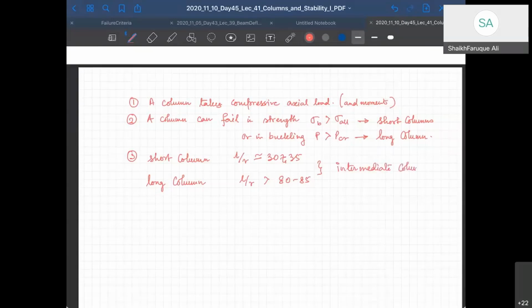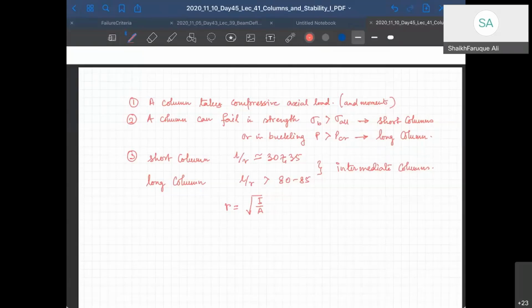Sir, R depends on capital I, right? Yes, moment of inertia. R is square root of I by A. So with the cross section, with distance x along the column, I might change, right? Yes, it might change, of course. So how can it be L by R for a whole column?